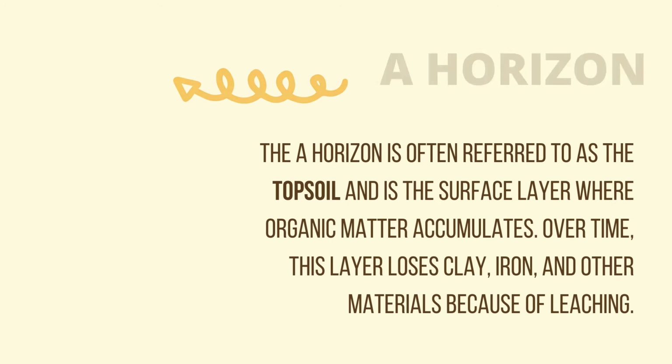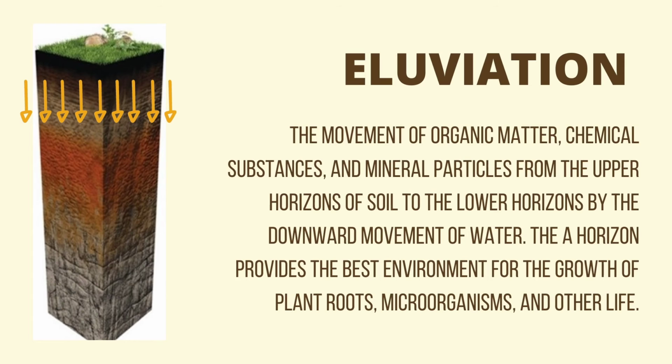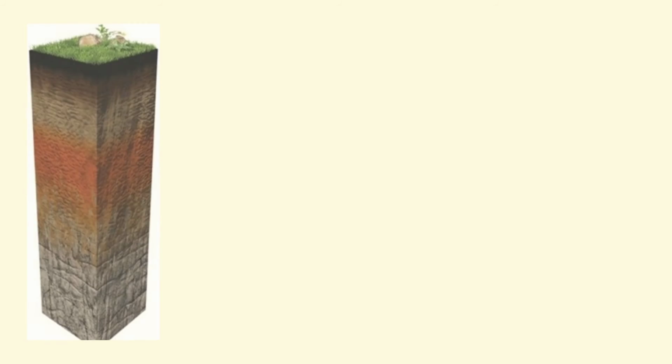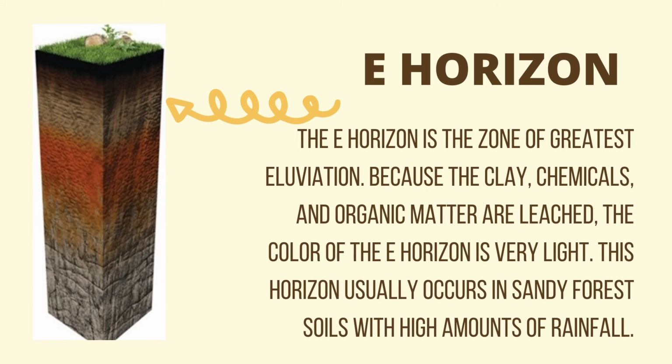The movement of organic matter, chemical substances, and mineral particles from the upper horizons of soil to the lower horizons by the downward movement of water is called alluviation. The A horizon provides the best environment for the growth of plant roots, microorganisms, and other life. The E horizon is the zone of greatest alluviation because the clay, chemicals, and other organic matter are leached.